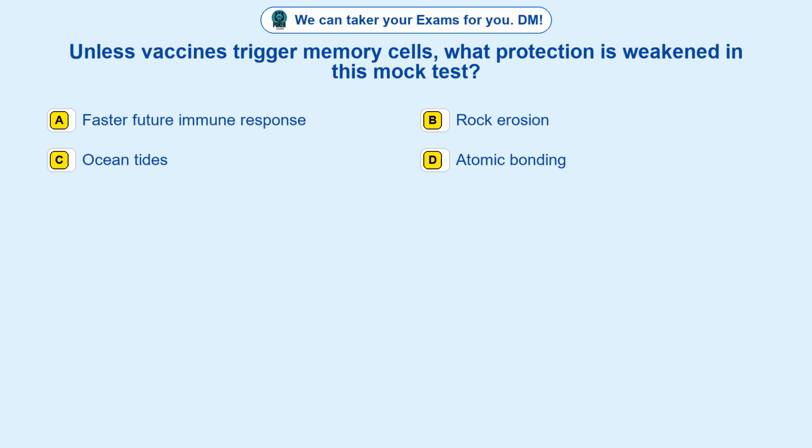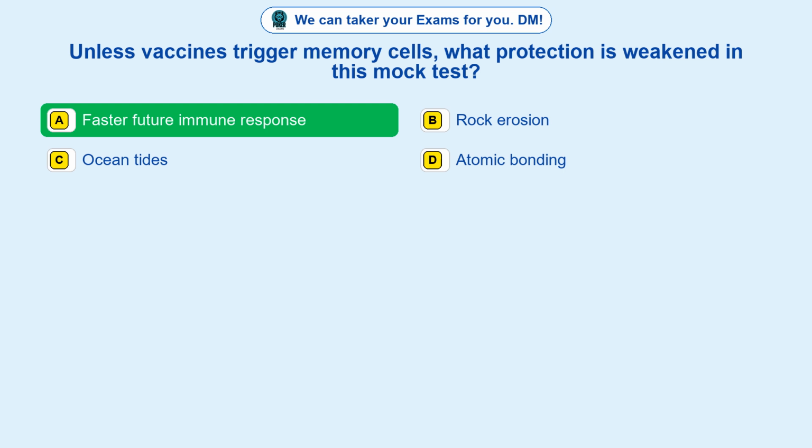Question 22. Unless vaccines trigger memory cells, what protection is weakened in this mock test? Option A. Faster future immune response. Option B. Rock erosion. Option C. Ocean tides. Option D. Atomic bonding. The correct answer is option A.